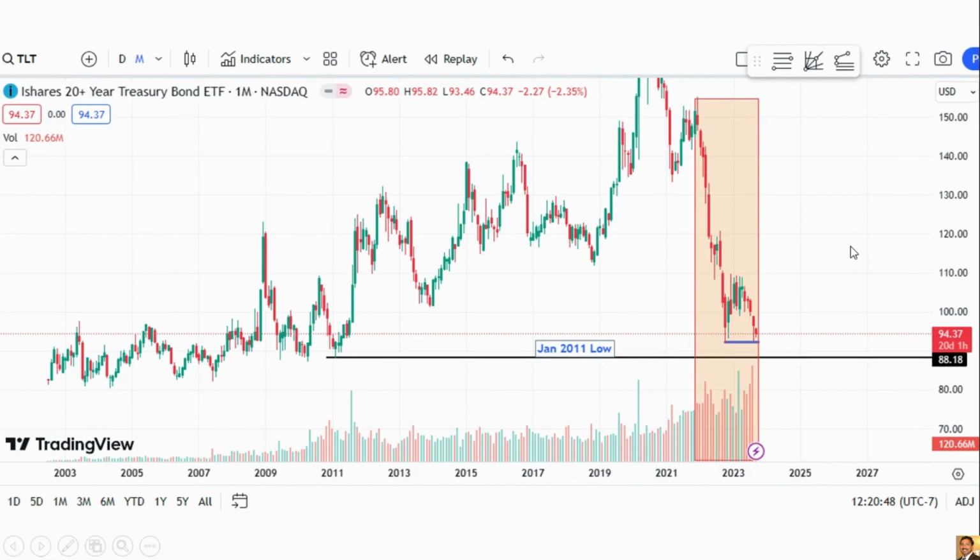And this is treasury bonds. This is a monthly chart. In the last couple of months it has been going down crazily and looks like a double bottom. And you can see here at the bottom, the volumes are very, very high.